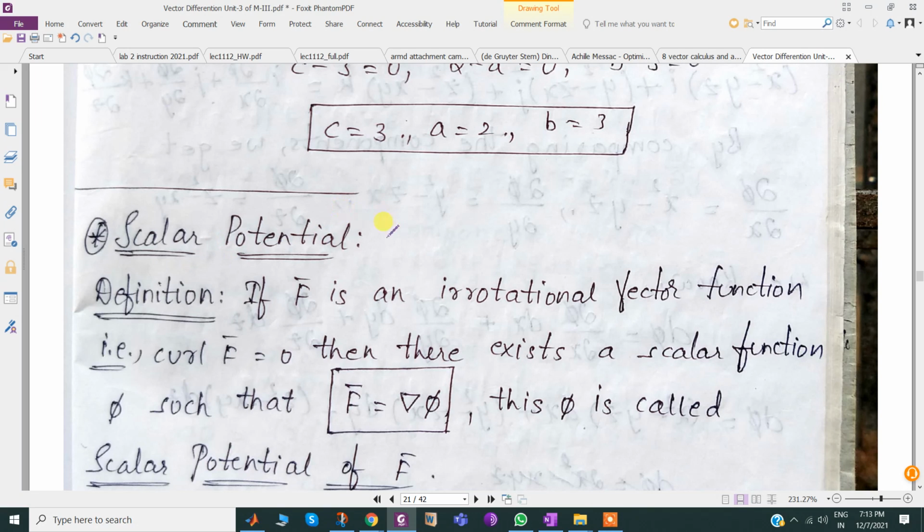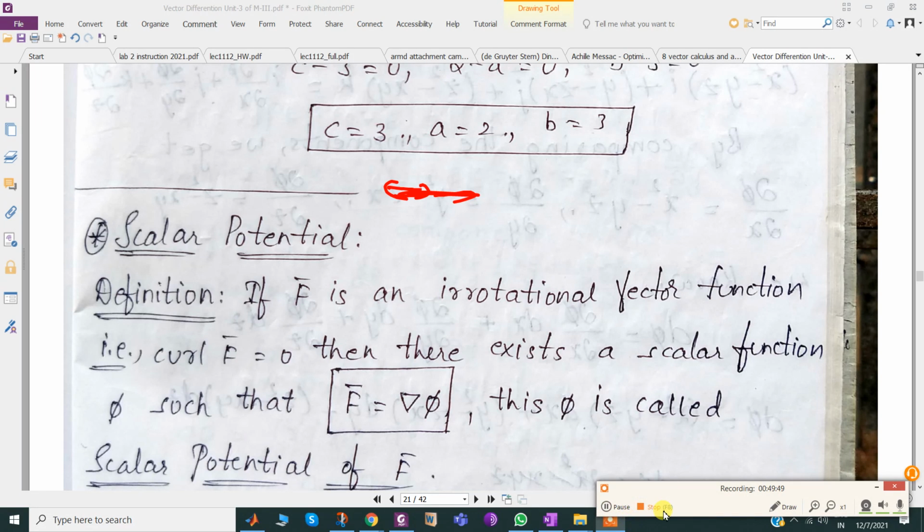About the scalar potential and curl we'll discuss together. From here we'll discuss together. Okay, hardly in 2 or 3 classes I may wind up this one. This unit will be completed.